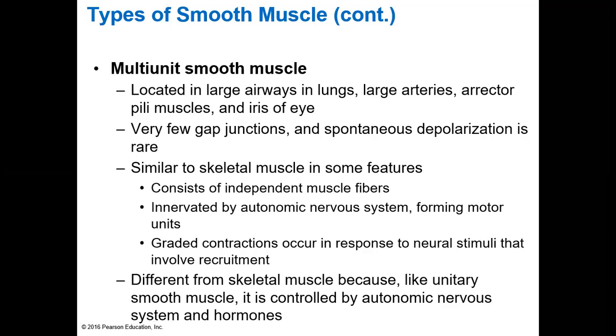We would call that a cramp, and that's not a good thing. Which can cause a twitch, which is contraction that is shorter than the relaxation phase to get there, and then others and others. It is different because it's controlled by the autonomic nervous system and hormones.